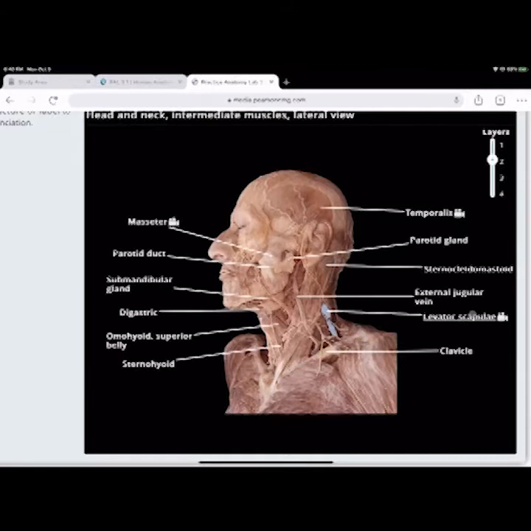Your external jugular vein. Again, you see the difference between veins, glandular tissue, and muscles. So there's your external jugular vein. Your sternocleidomastoid, your parotid gland, and your temporalis muscle. This temporalis muscle feeds down under the mandible, down deep.